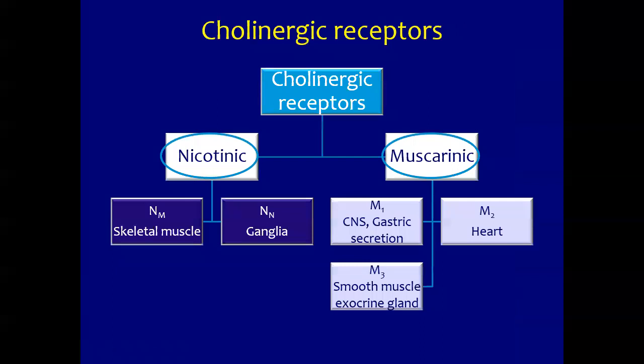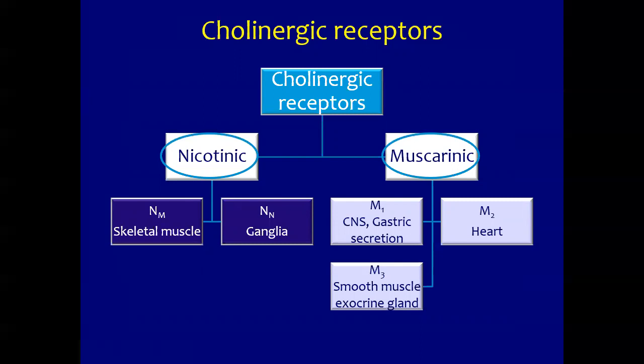Nicotinic are further divided into NN and NM. NM stands for muscles, they are the skeletal. And NN are mainly the ganglia. You remember all pre-ganglionic fibers are cholinergic, and over there the receptors for acetylcholine are NN. And some NN are in the brain also.